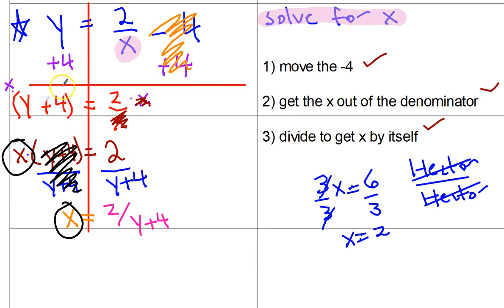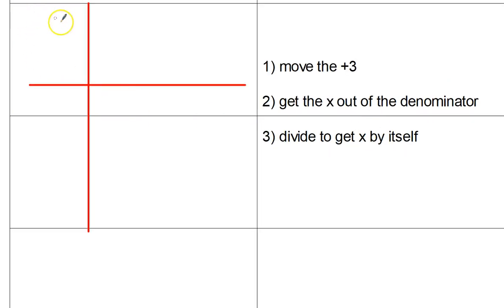Okay, we're going to do one more example just like that. It's going to have 3 steps. Move something, get x out of the denominator, and then divide. Okay, I've got to finish this question really quickly. y equals 4 divided by x plus 9, let's say. Okay, I'm going to follow the same 3 steps. This is just another example of exactly the same thing. So this time I'm going to move the plus 9. The opposite of plus 9 is minus 9. So I'm going to do minus 9 to this side, minus 9 to that side.